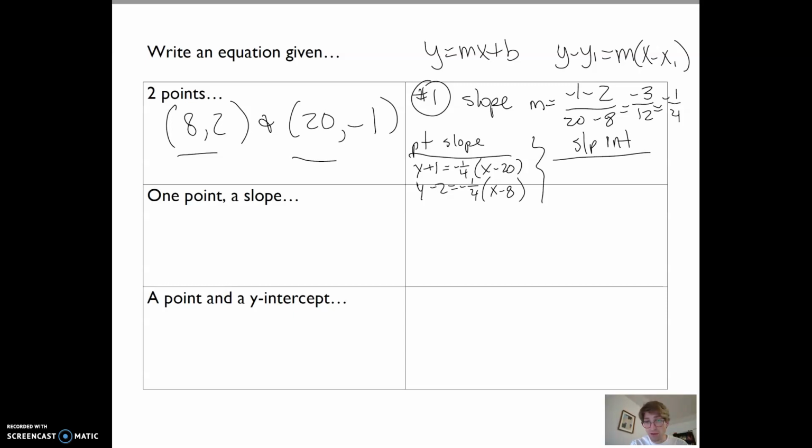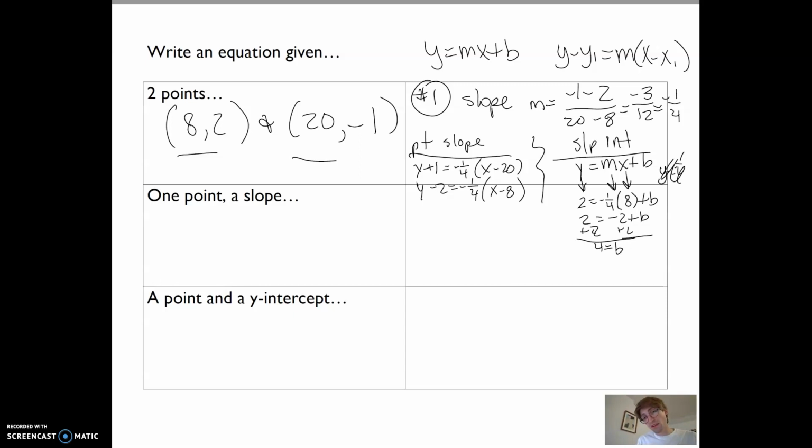Now, if you wanted to do slope-intercept, oh, buddy. If you want to do slope-intercept, we have to solve for our b value. And how we do that, if you recall, plug in something for y, plug in our slope, plug in something for x. So choose one of the points. Doesn't matter which. Let's do 8 and 2. 2 equals our slope is -1/4, our x value is 8, plus b. -1/4 times 8 is -2 plus b. So we add 2 to both sides. So b equals 4.